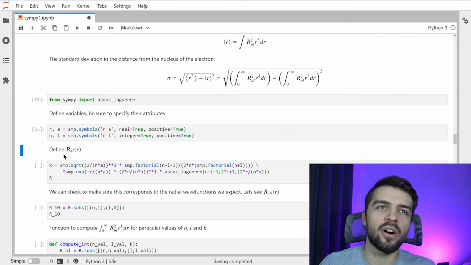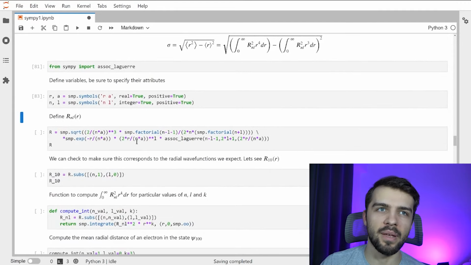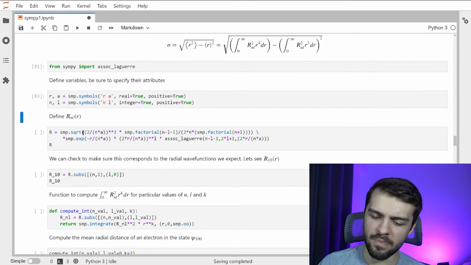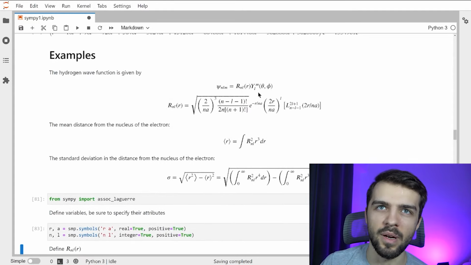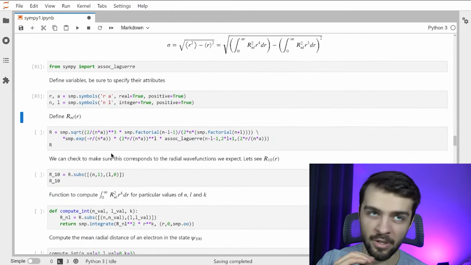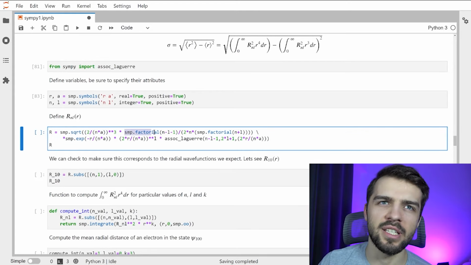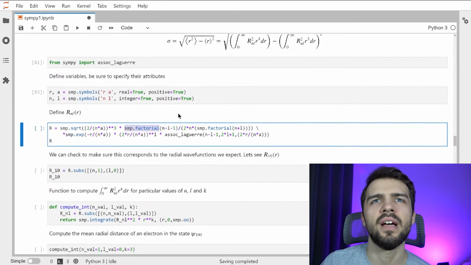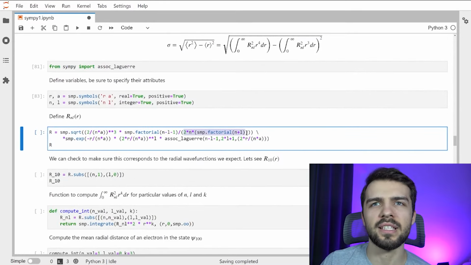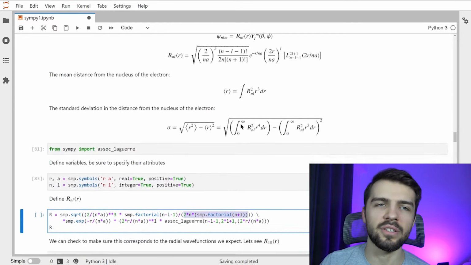And then I define R_nl of r, which is this big expression here. So it's sort of a big thing that I define. And I'm just using SymPy for all the functions. So I take the square root. You'll note this square root here, and you can check this on your own, but I'm just doing 2 over n a cubed. I use sympy.factorial. That's for taking the factorial of n minus l minus 1 here. I divide. I make sure I have the right brackets to make sure this looks all good. I multiply by the exponential and this factor here.